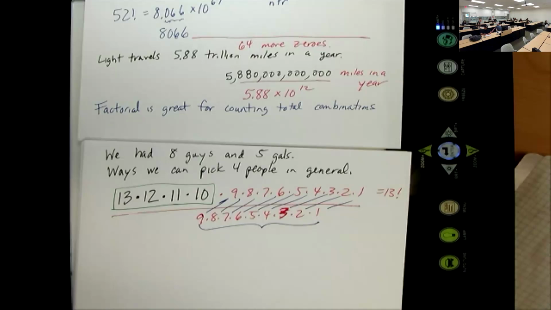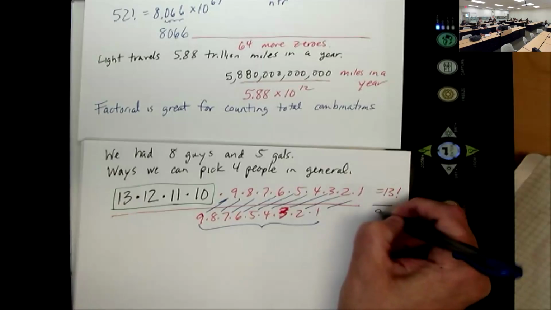Anybody know what it is? No. Factorial is when you're multiplying all the numbers up to a certain number, it's that factorial. Just like 52 was 1 to 52 multiplied together. This is 1 to 9 multiplied together, it's a factorial of 9.